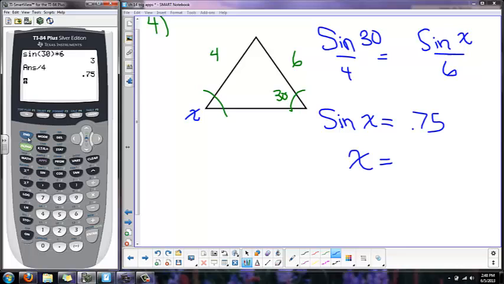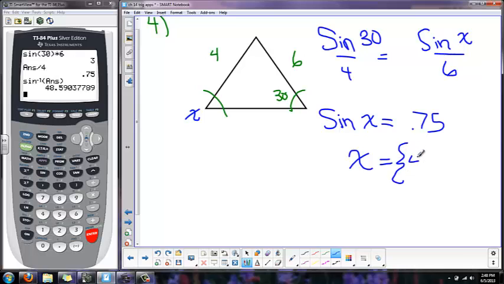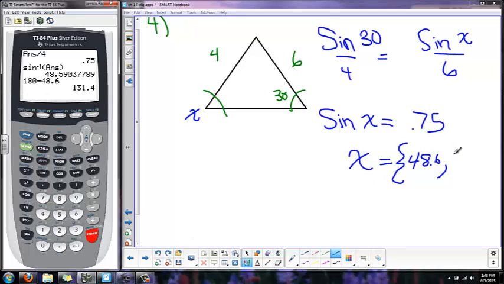So second sine, second answer. Hit enter. And angle x is, oops, there are 2 different options for angle x. My first option is 48.59. So I'm going to call this 48.6. And in the second quadrant, 180 minus 48.6. Hit enter. 131.4.